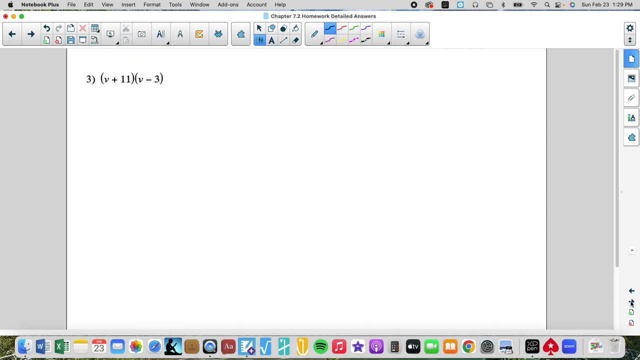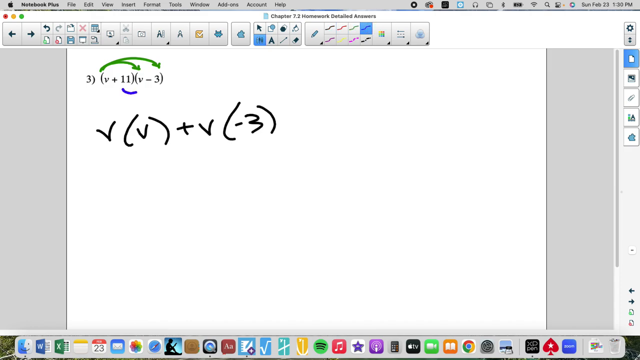Is a binomial, two terms times two terms. We have v times v and v times negative 3 plus v times negative 3. Make sure that v gets that positive sign. Make sure the negative goes with the 3.